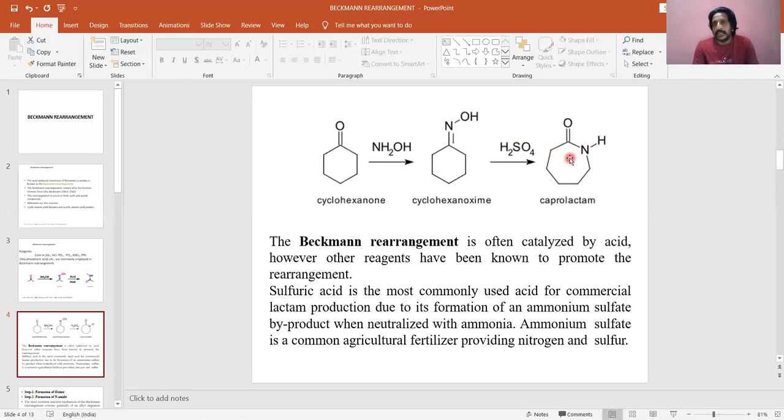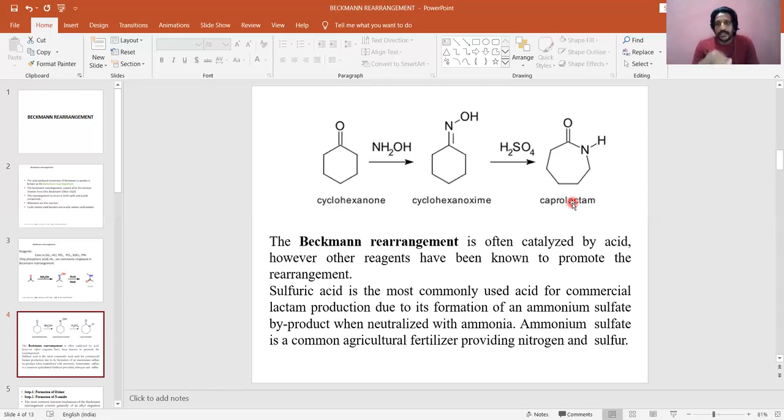In the earlier case we mentioned it as an amide, RCONH2. This is also an amide, CONH, but a cyclic amide. When the CONH group is present as part of a cyclic ring, we call it a lactam. This is known as caprolactam, and caprolactam is an important compound with much industrial application, because we use caprolactam for the synthesis of nylon polymer.